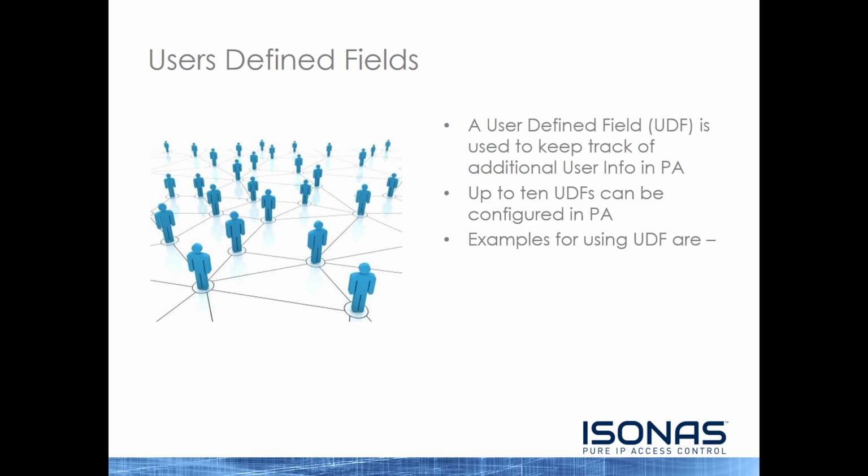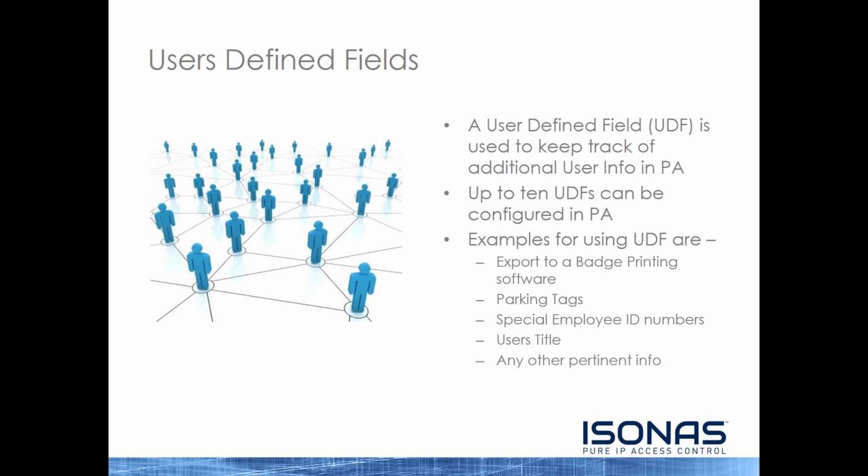Examples for using these UDFs are exporting to a badge printing software. So if you have a person's title that you want to be printed on a badge, you can add that as a UDF, put that text into the field for each user in Peer Access, and then when you export it into the badge printing software, it will have that information in there so you can easily print badges. Parking tag information, special employee ID numbers or special employee information, users' titles, any other pertinent info that you want to keep track of in Peer Access beyond first name and last name.